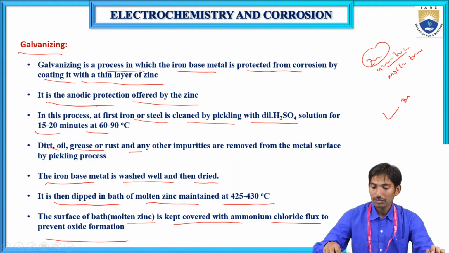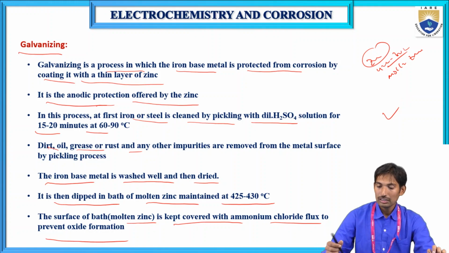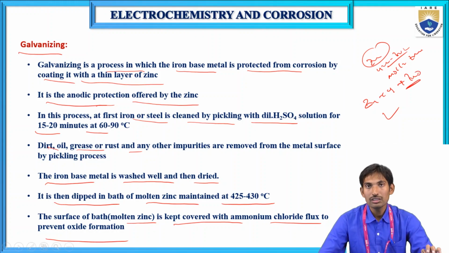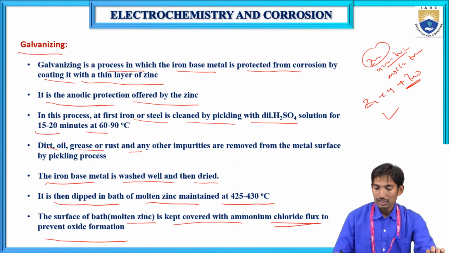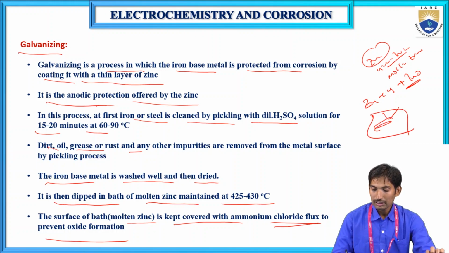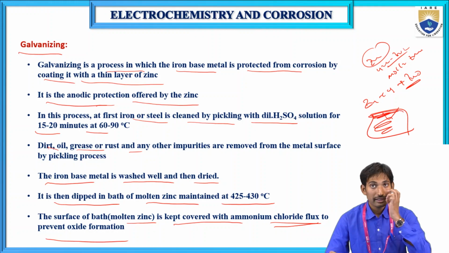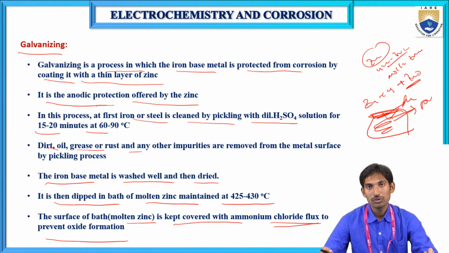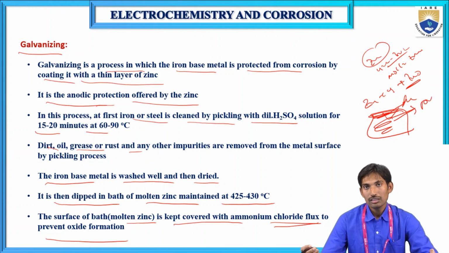How can we protect it? Why do we have to protect the zinc? Zinc reacts with oxygen and forms zinc oxide. So to avoid zinc oxide formation, we have to protect molten zinc by using ammonium chloride flux. If you form one layer of ammonium chloride flux over the molten zinc, it will prevent the oxidation. Molten zinc will not participate in the oxidation, meaning it will not form zinc oxide in the presence of ammonium chloride flux.